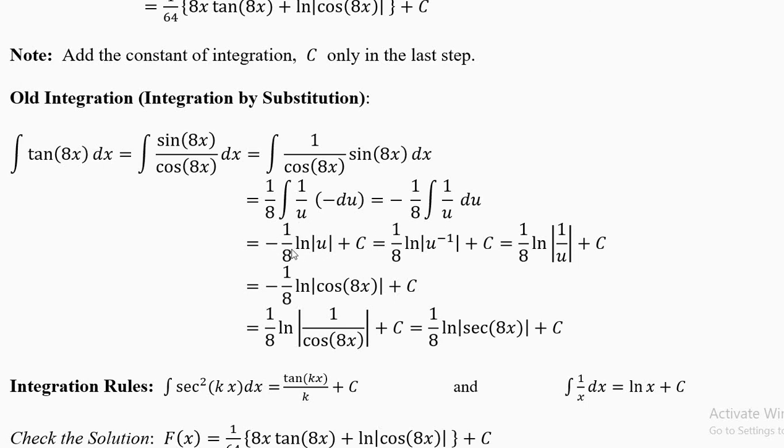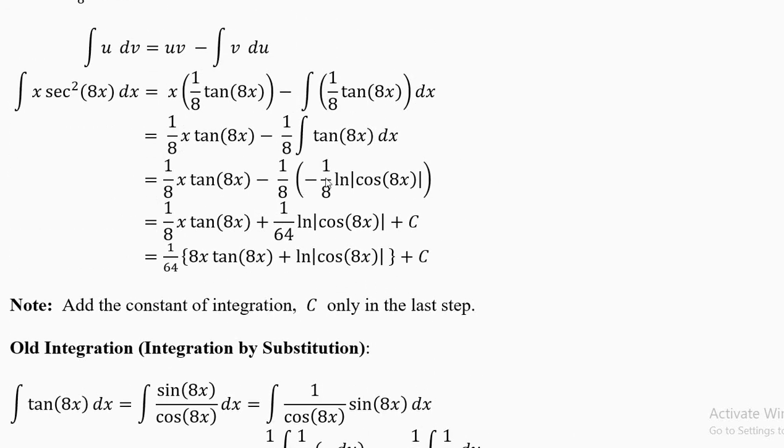So your answer is minus 1 by 8 ln u. We put the absolute value because we are over the real numbers. So your answer is minus 1 over 8 natural logarithm absolute value cos 8x. This plus c is not needed because this is not your final answer. On your flower bracket you copy it here, minus 1 by 8 ln absolute value cos 8x, minus 1 by 8 into minus 1 by 8 is plus 1 by 64. So your final answer is 1 by 8 x tan 8x plus 1 by 64 ln absolute value cos 8x plus c.